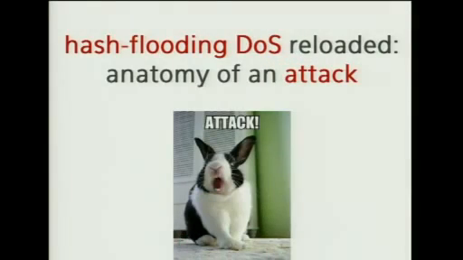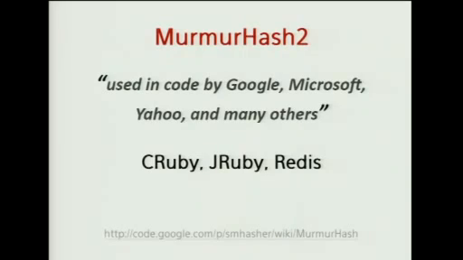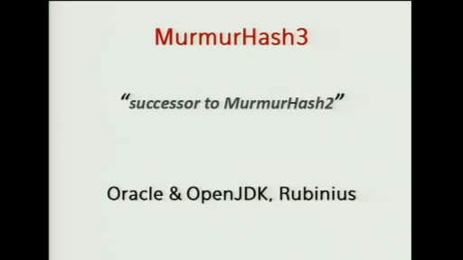Okay, so I want to present to you an attack that we did, and our target was the murmur-hash family of functions. There's murmur-hash2, which is widely used in projects like CRuby, JRuby, the Redis NoSQL database. Then there's murmur-hash3, which is the successor to murmur-hash2, obviously. An interesting fact is that this was introduced in Oracle and OpenJDK last year as a response to Klink and Waelde's attack. And the same thing happened in Rubinius, so they used a randomized version of murmur-hash3.